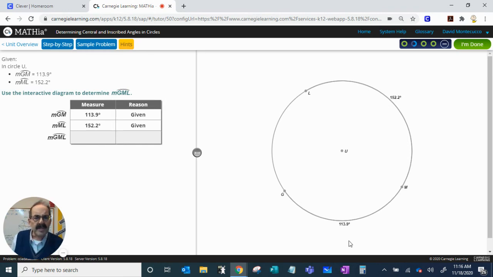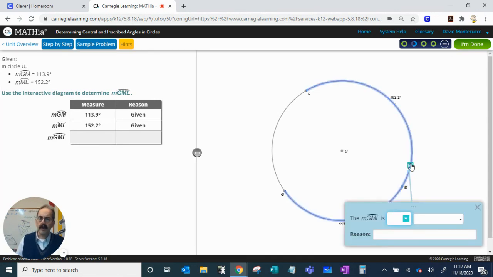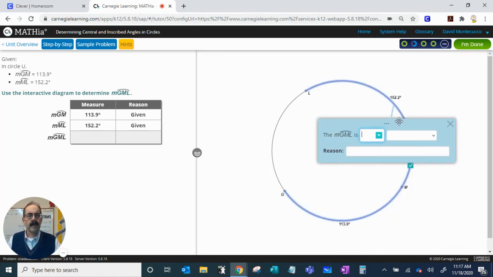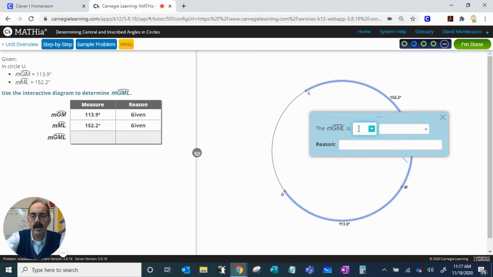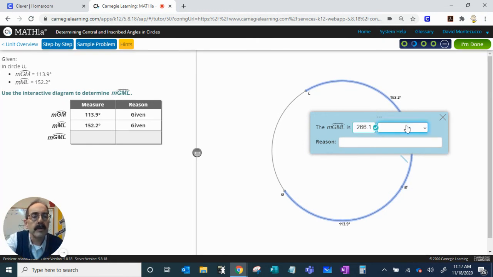Oh, one more. Okay, so 113, that's that one. 150 is this one. And we need GML, so it's everything, okay? So again, we're going to add them together, arc addition, okay? Move this out of the way. 152.2 plus 113.9 degrees. Arc addition.